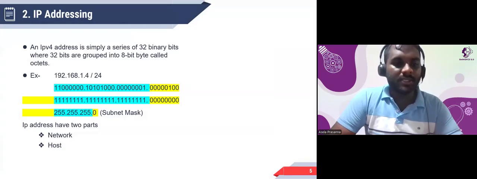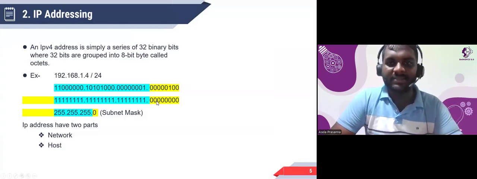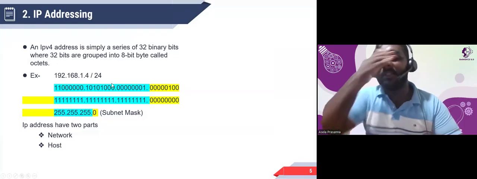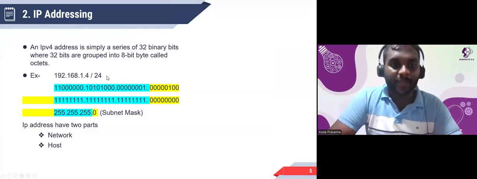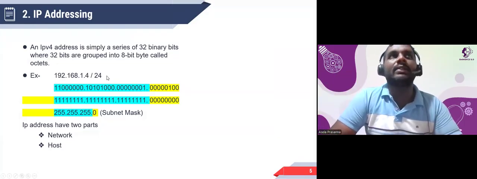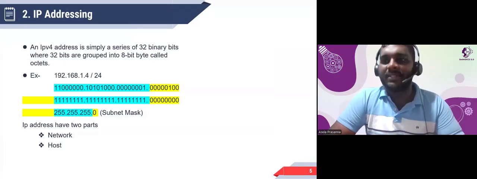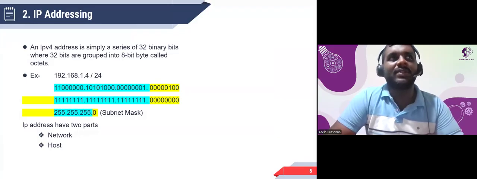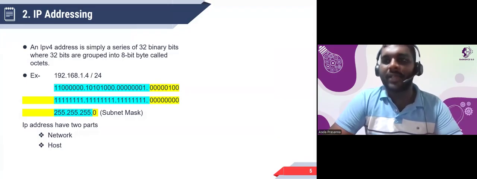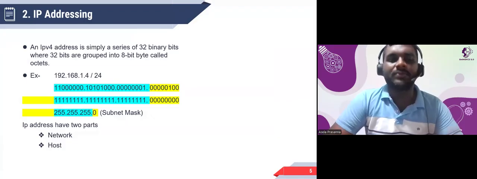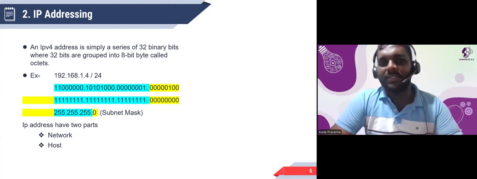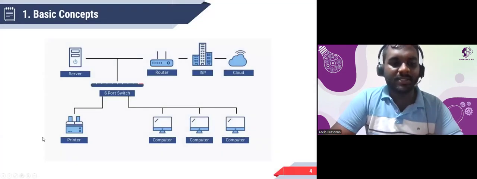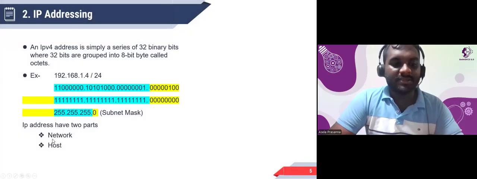So next thing is the IP addresses. This is a much more complex theory, and for exams like CCNA also pretty many questions are asked from here. About 20% or 30% of questions are asked from this, how to calculate these IP addresses, how to differentiate the host and the network parts, that means the network parts and the host parts.